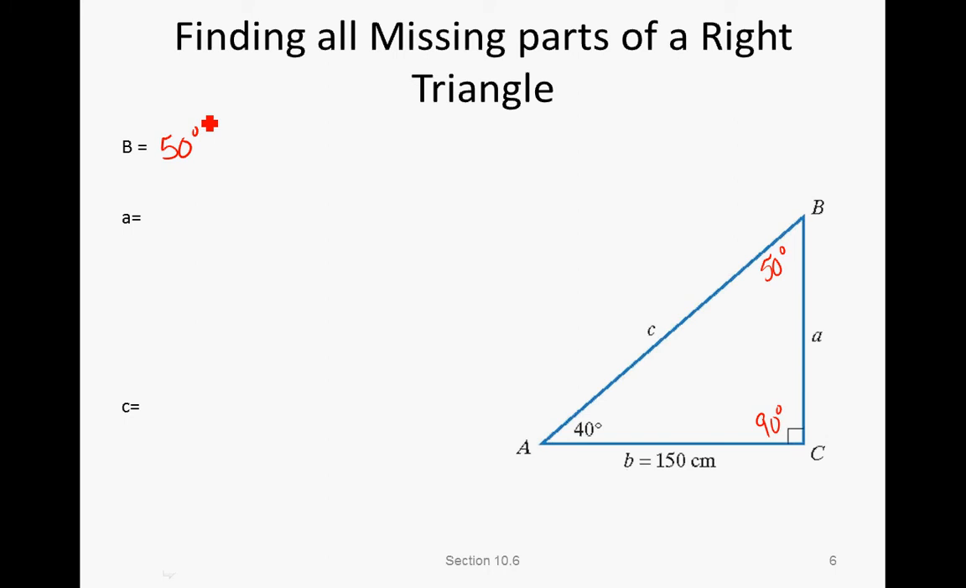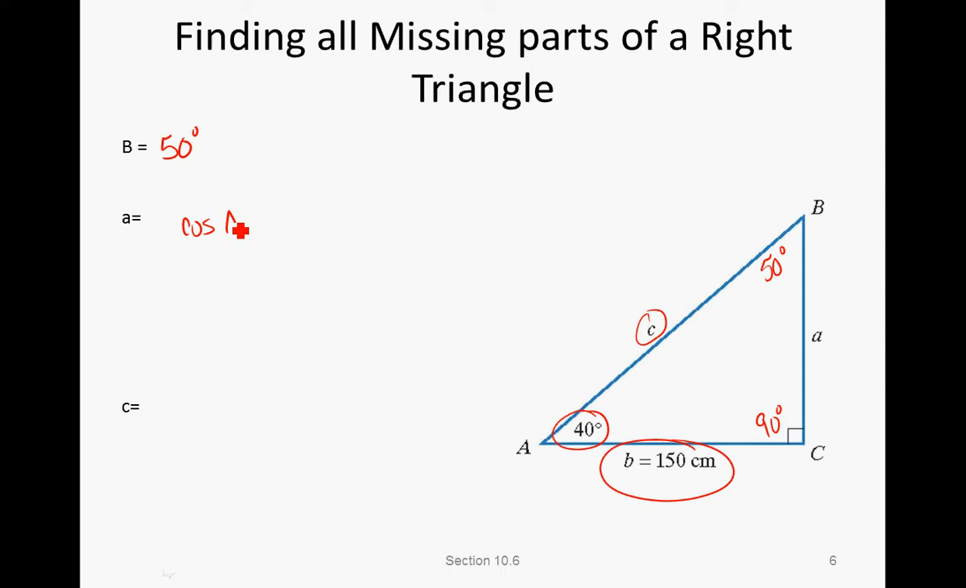Now we need to use a little bit of trig to find missing information here, and I think I'll use the cosine function this time. The reason I chose that is if I look at angle A, I know side B, which is the adjacent side, and I would like to find side C, which is the hypotenuse. And the relationship that links adjacent side and hypotenuse is the cosine function.